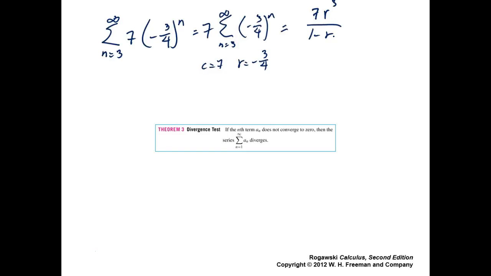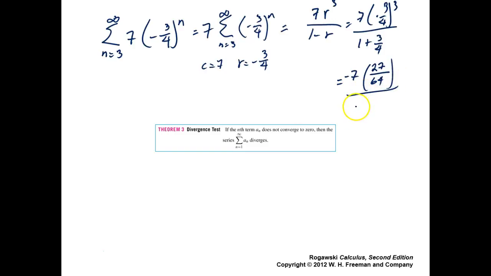But the r is minus 3/4. So this will be 7 times a negative 3/4 cubed divided by 1 minus a minus 3/4, which would be 1 plus 3/4. Okay? What's that? 7 times, well, a negative sign cubed is going to be negative. So I'm going to put the minus out front. 3 cubed is 27, 4 cubed is 64, and that's divided by 4/4 plus 3/4, which is 7/4.